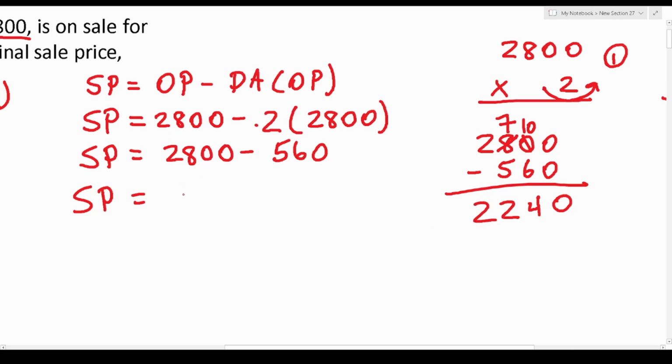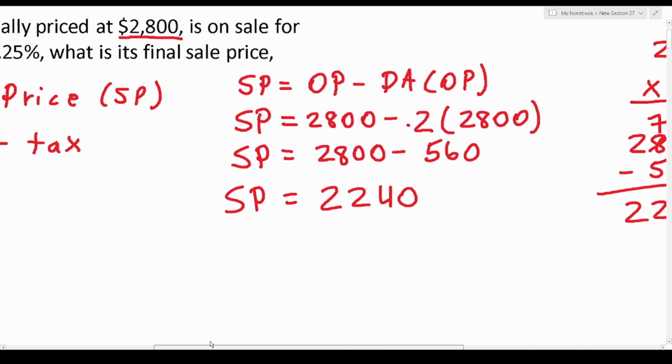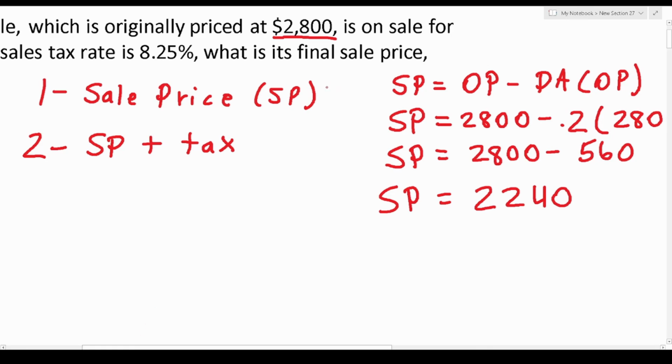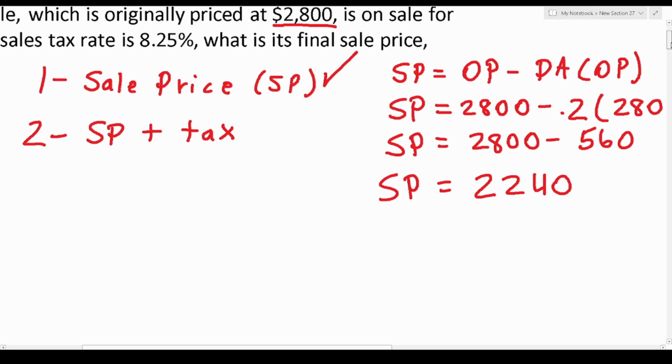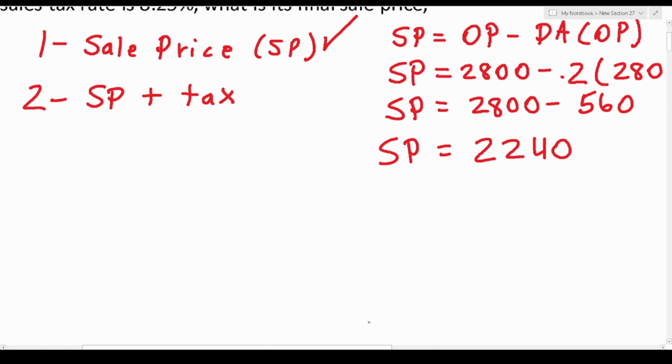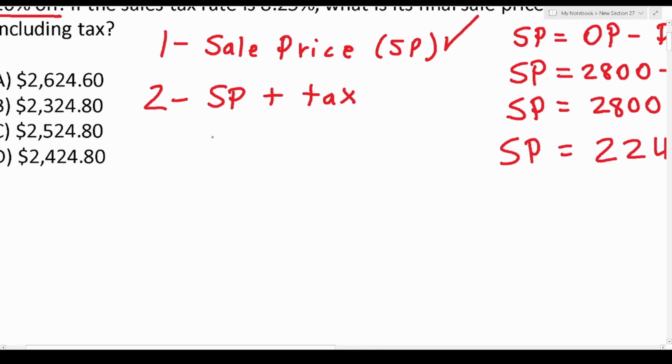So the sales price, excluding tax, is $22.40. Okay? So we finished step 1. We found the sales price. Now we have to add tax to this sales price. And let's think about how we could do that algebraically. And let's do that over here.